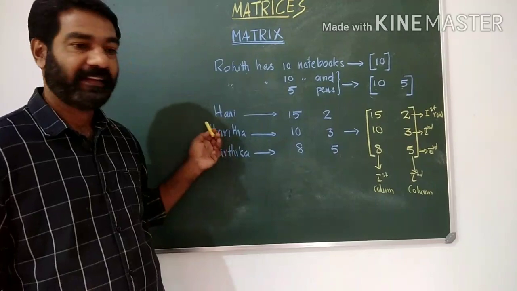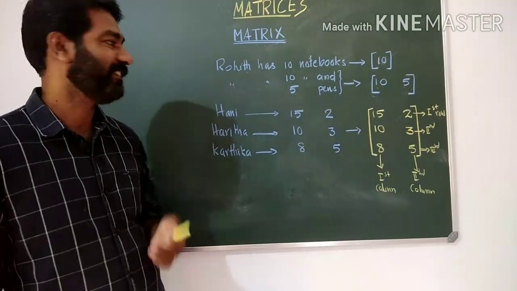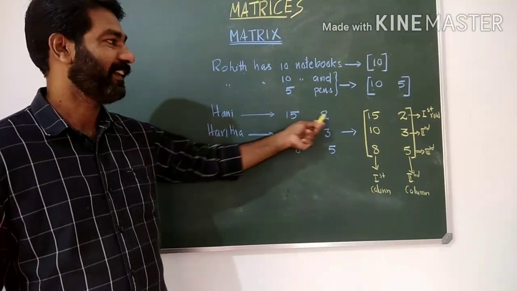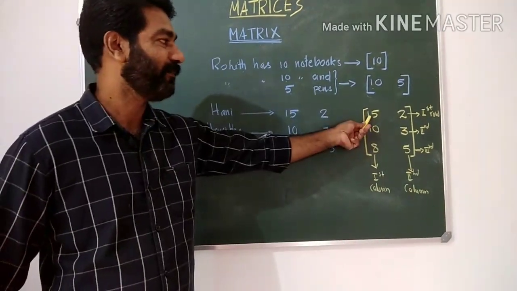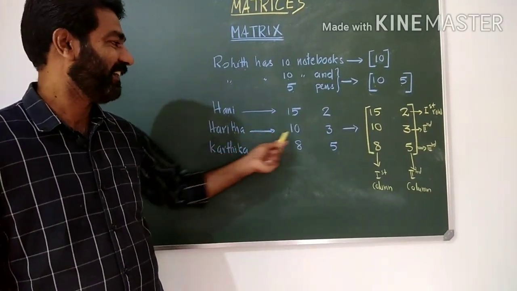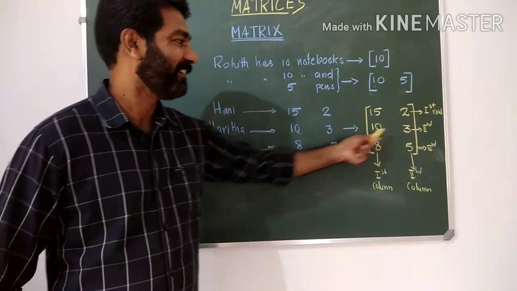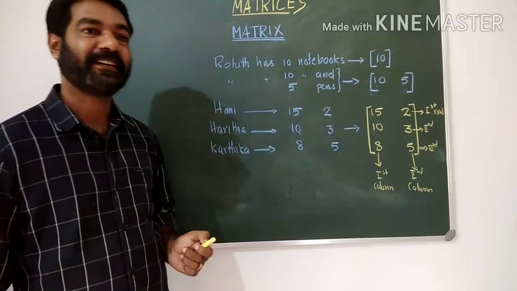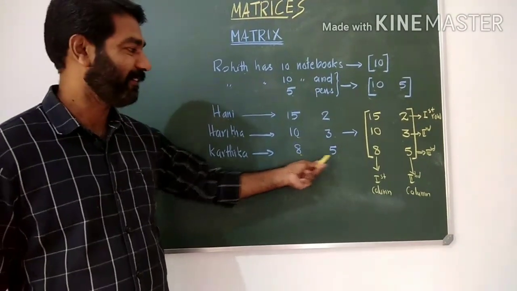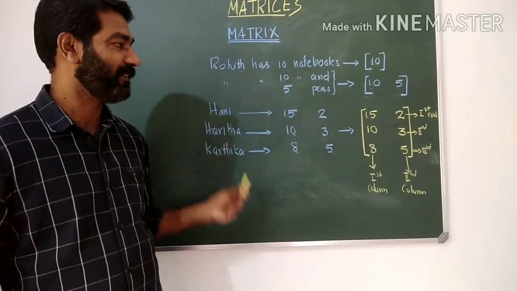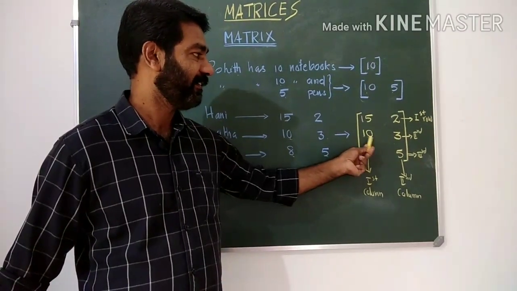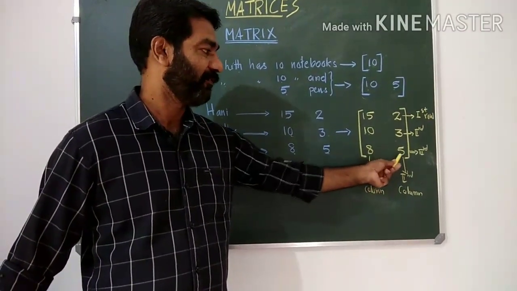Similarly, Hani, yes, Hani is sitting there. Hani has 15 notebooks and 2 pens. Now, Harida has 10 notebooks and 3 pens. And what about Kartika? Kartika has 8 notebooks and 5 pens. So this is the information. This information we can write: 15, 2, 10, 3, 8, 5.